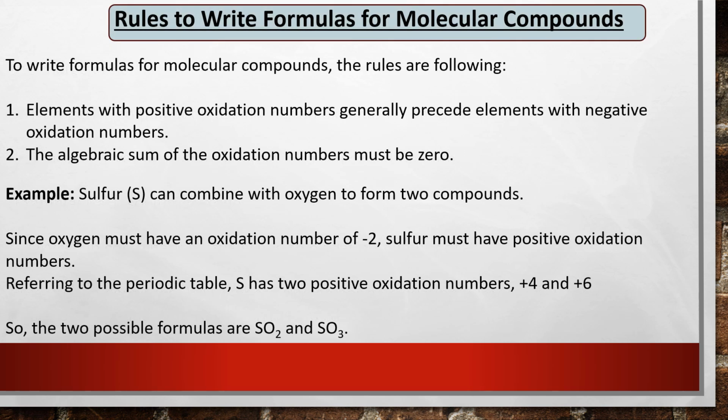To write formulas for molecular compounds, the rules are the following. First, elements with positive oxidation numbers generally precede elements with negative oxidation numbers. Second, the algebraic sum of the oxidation numbers must be 0. For example, sulfur can combine with oxygen to form two compounds. Since oxygen must have an oxidation number of -2, sulfur must have positive oxidation numbers. Referring to the periodic table, sulfur has two positive oxidation numbers, +4 and +6. So the two possible formulas are SO2 and SO3.